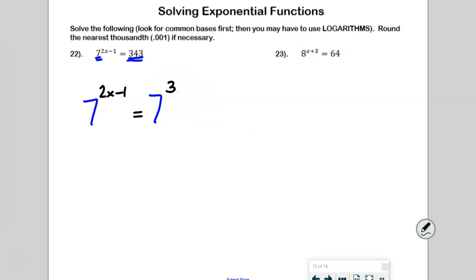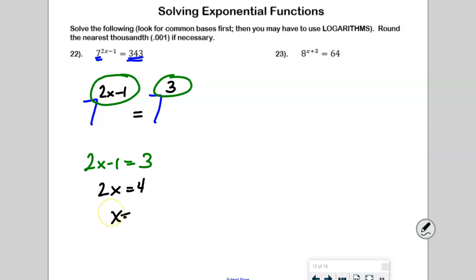Now the reason I wanted to look for that common base is because this becomes a really easy question now. Once you have the bases matching, the only way for these to equal each other is if these equal each other. So the exponents have to be the same. So 2x minus 1 has to equal 3. We're going to add 1 to both sides. 2x equals 4, so x equals 2. So the common base method is awesome, right?